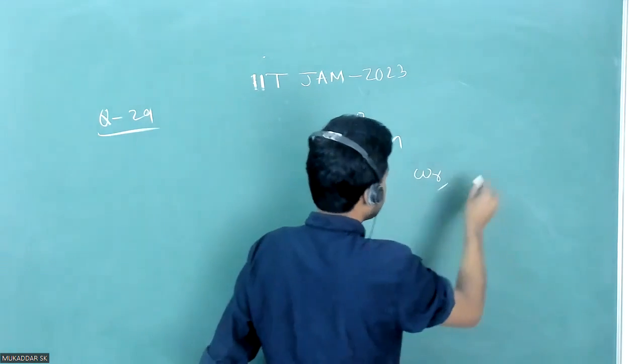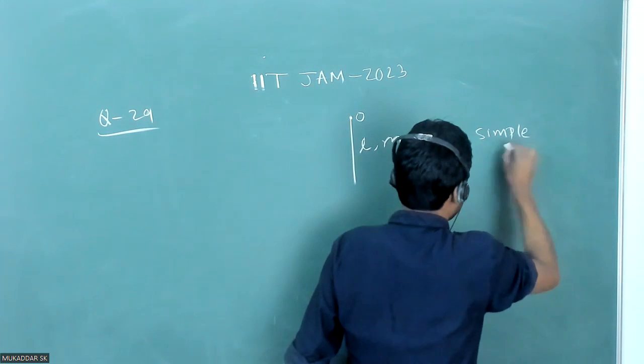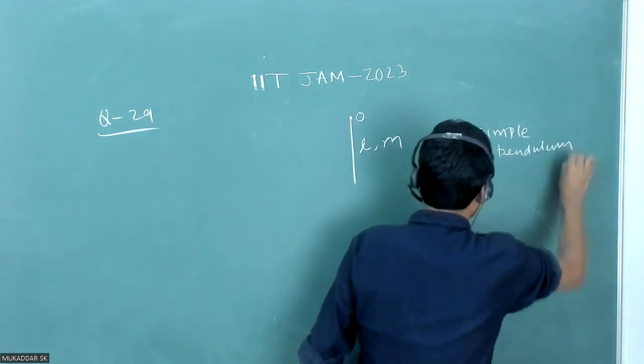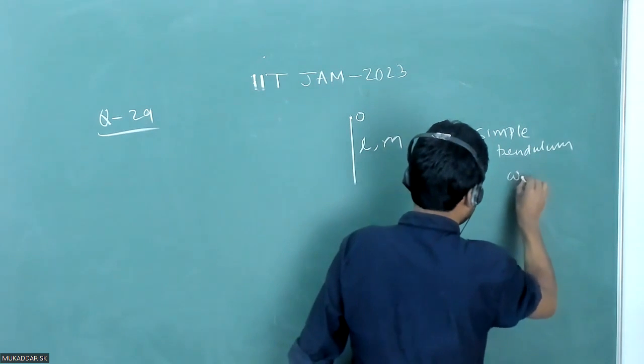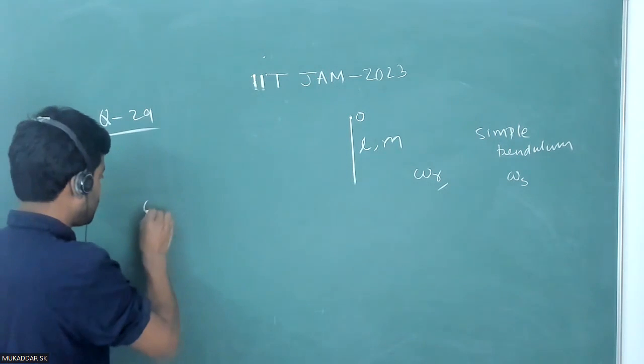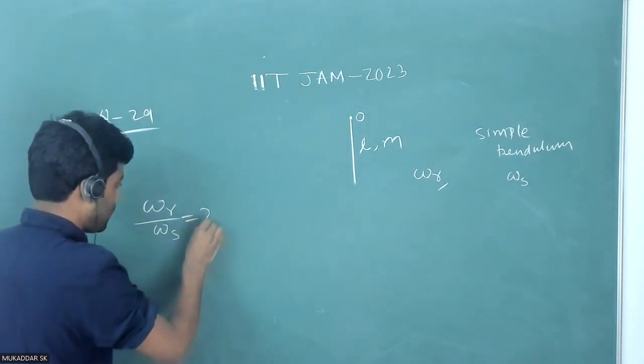On the other hand, you have a simple pendulum. Its angular frequency is omega s. So you have to calculate basically omega r by omega s. That you have to calculate.